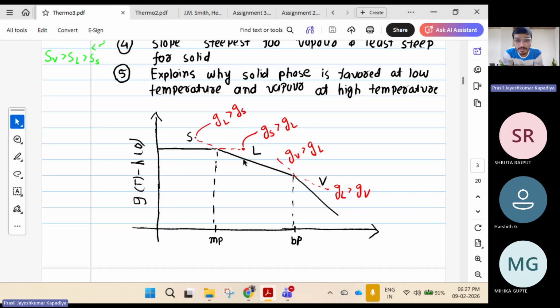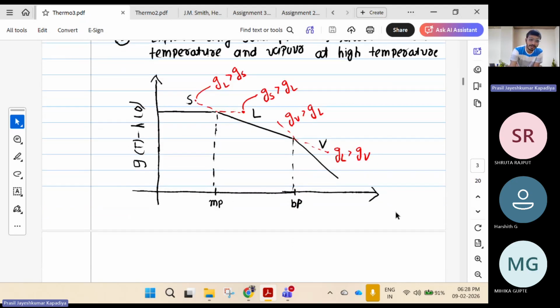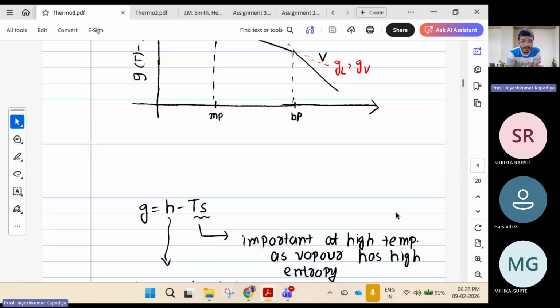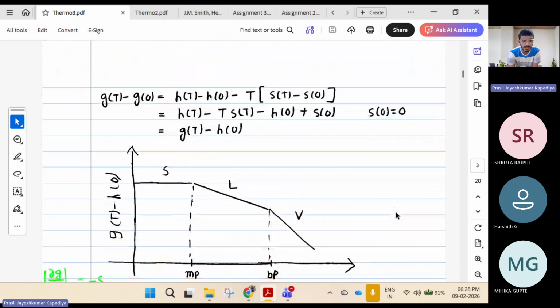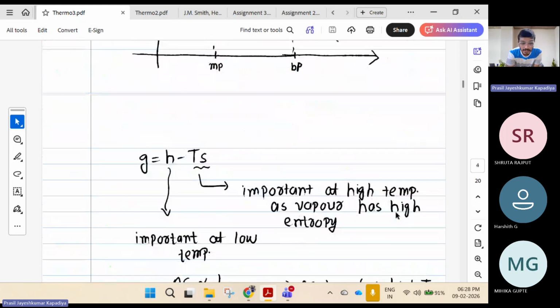So this curve also explains why solid phase is favored at lower temperature, and liquid and vapor phase is favored at very high temperatures. If I extend this line here and here, we see that for vapor Gibbs free energy is even lesser. So that's why it shows that vapor is possible at very high temperatures. These are the characteristics for G of T minus G of 0, or you can also say G of T minus H0 curve. Both curves have the same meaning.